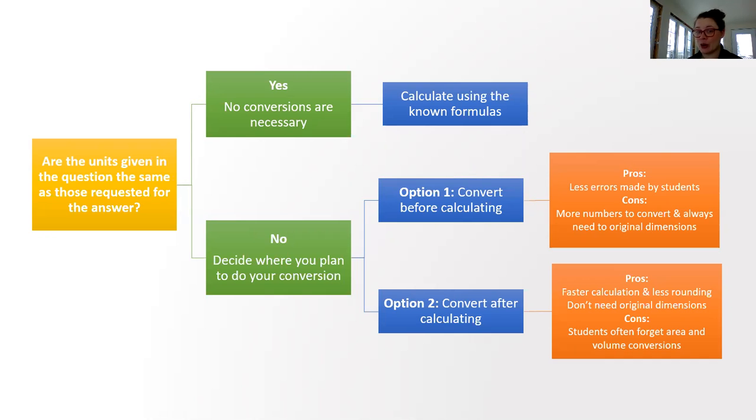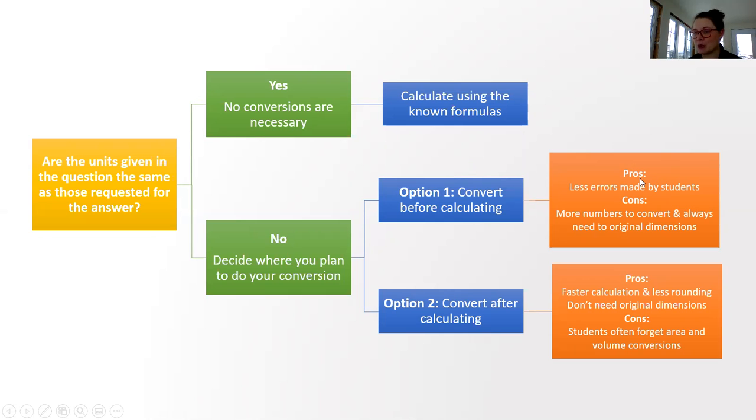If the answer to that question is no, now we have to make a decision. So we're going to follow this tree. If the units that I'm looking for are not the same as those that I've been given, you need to decide where you are going to do your conversion. You need to make a plan. There are two options. The first option is to convert before you calculate. Now, last term, I recommended that route.